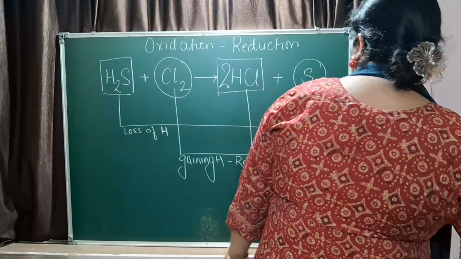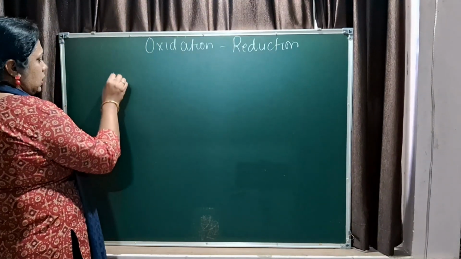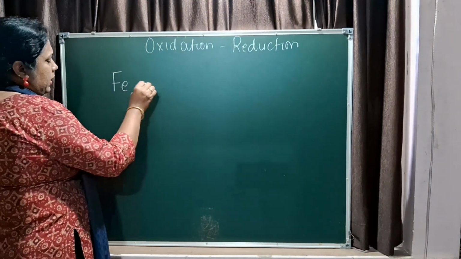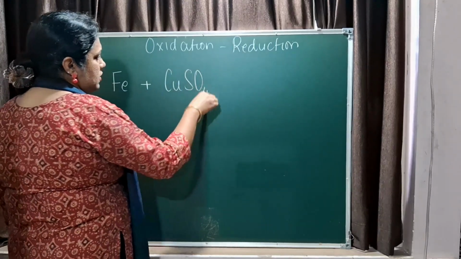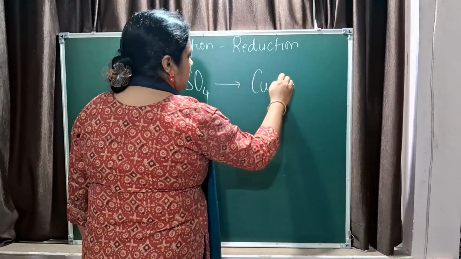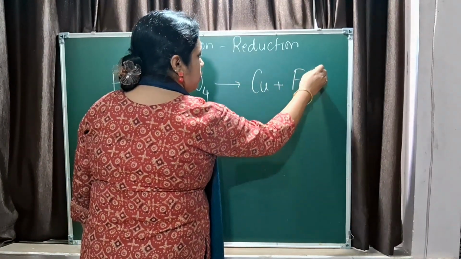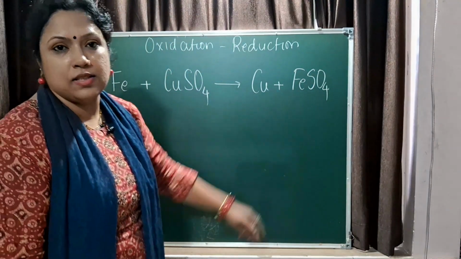Let me rub the board first. Another example where we talk about the electrons. Now see, you have already learnt about a reaction where you have iron nails put into a copper sulfate solution, which gives you copper, and the solution turns from blue to green because of the formation of ferrous sulfate. Right.